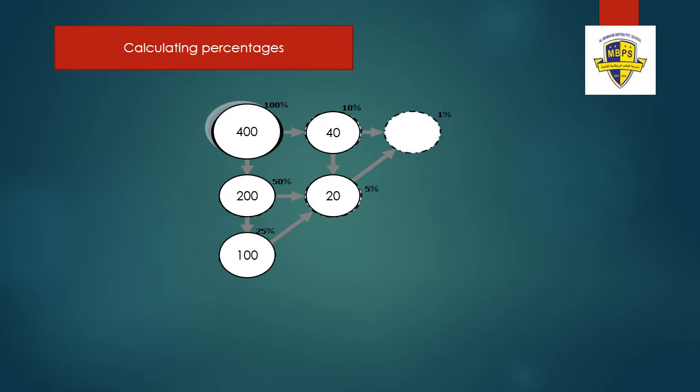Now to find 1%, how will we find 1%? Yes, we will divide the number by 100. How much? Yes, 400 divided by 100 equals 4. Excellent.